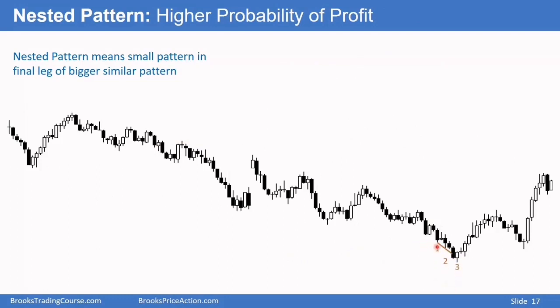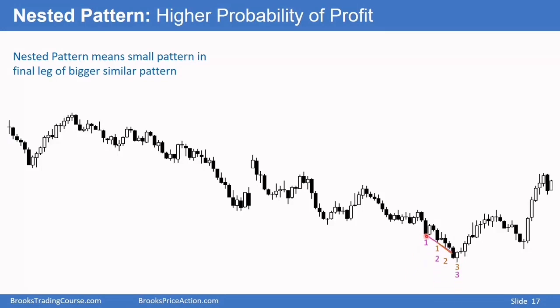Look at this, 3 pushes down, bear bar, bear bar, then tail for the second push down, and then we have a third push down here. We have a wedge bottom, very small, minor on this time frame. If this is a daily chart, this could be a 5 or a 6 day wedge bottom on a 5-minute chart.